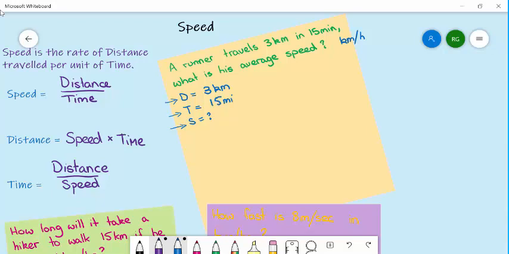Now this is important because 15 minutes is not 15 hours. We could, if we want to, turn it into hours, which is what we're going to need to do. So 15 minutes in hours is not 0.15. It's a common mistake. It is 0.25 hours. It's a quarter of an hour. And then the speed is our unknown.